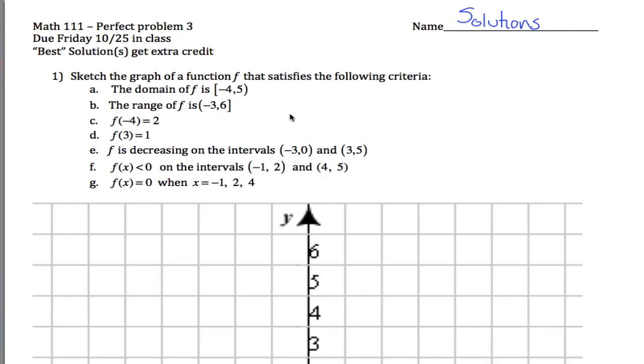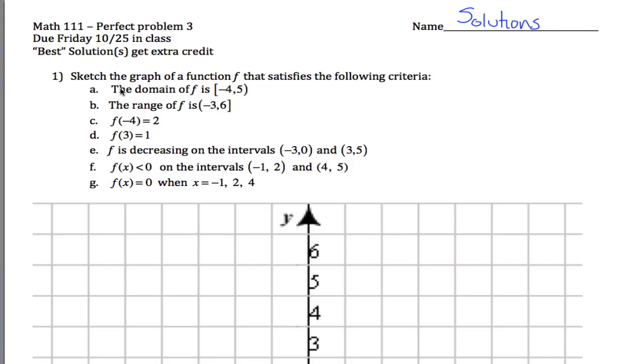All right, perfect, problem 3 solutions. We're asked to sketch a graph that satisfies all these criteria. However, there are lots of different graphs that satisfy these criteria, so your answers may vary. But they should all include some certain things. So I'll try to illustrate those points that all graphs should include.